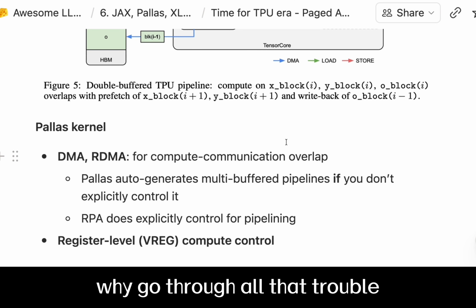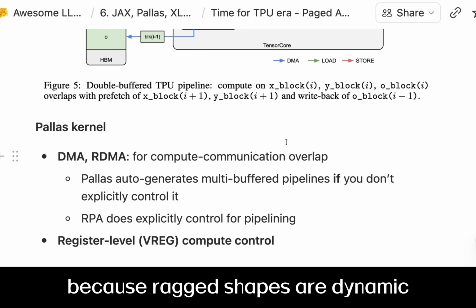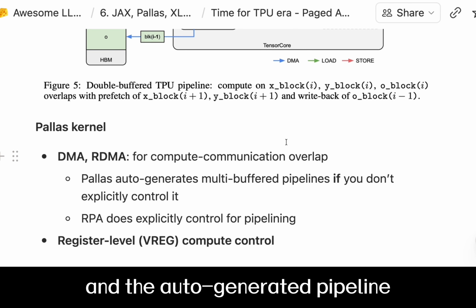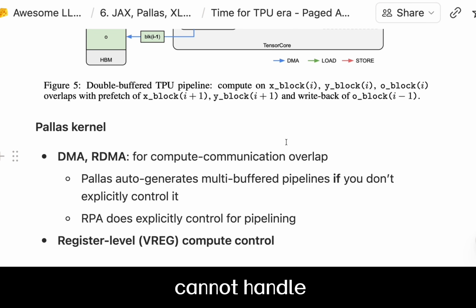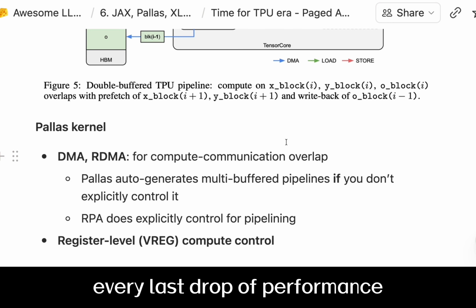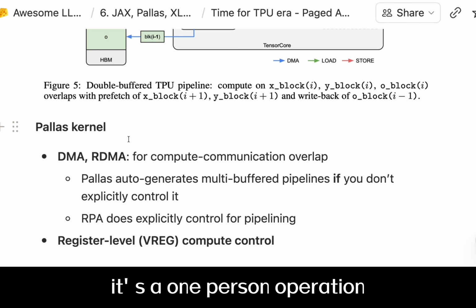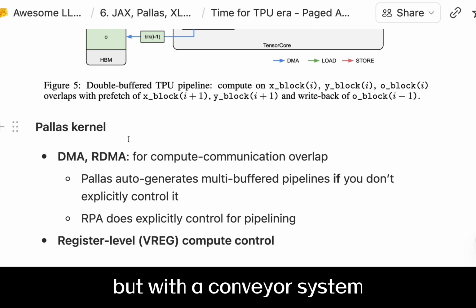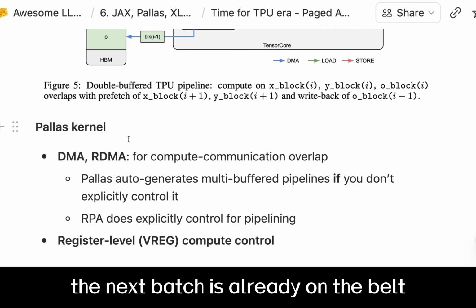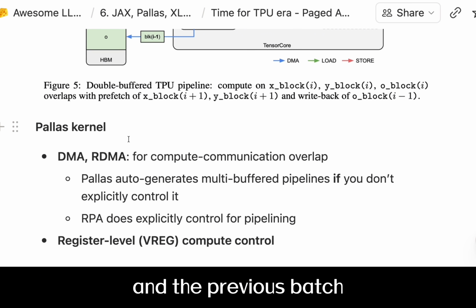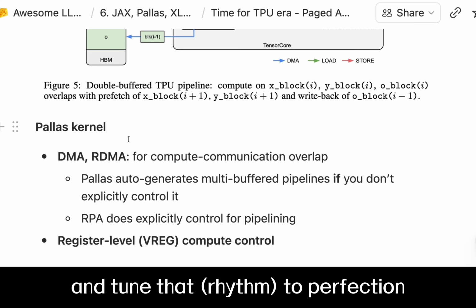Why go through all that trouble? Because ragged shapes are dynamic, and the auto-generated pipeline cannot handle irregular cases. If you want every last drop of performance, you write the script yourself. Same production line. It's a one-person operation, but with a conveyor system. This batch is being stamped, the next batch is already on the belt, and the previous batch is rolling out the door. RPA's whole job is to be its own dispatcher and tune that rhythm to perfection.